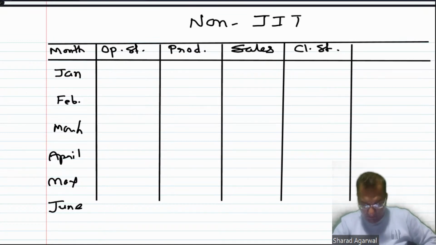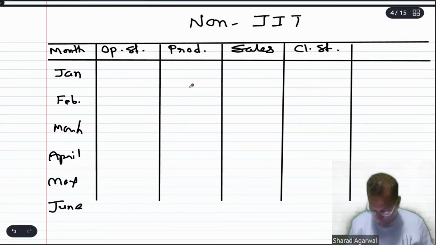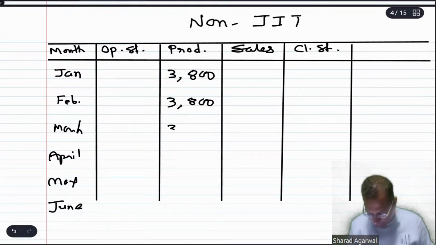Yes, it will be same because we will avoid overtime working. It is clearly given and we are utilizing full available normal working hours. So what is the output in each month? 3,800, 3,800, 3,800.